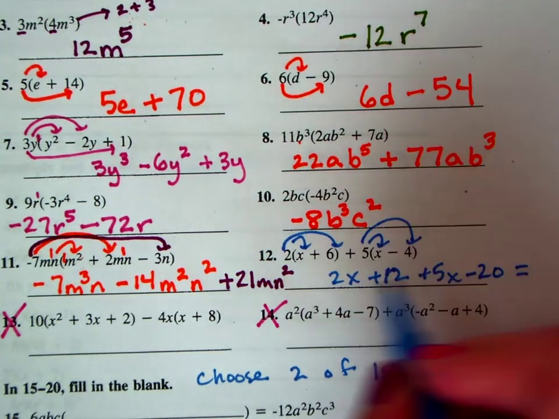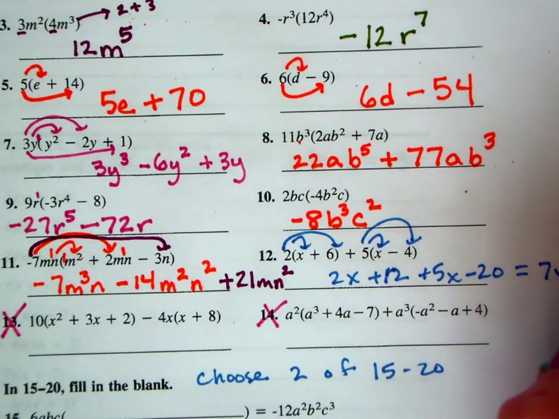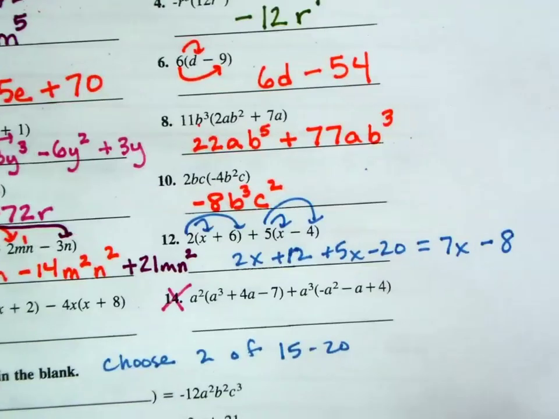So then you would just need to combine them. 2x and 5x is 7x. 12 minus 20 is minus 8. Sorry, there you go.